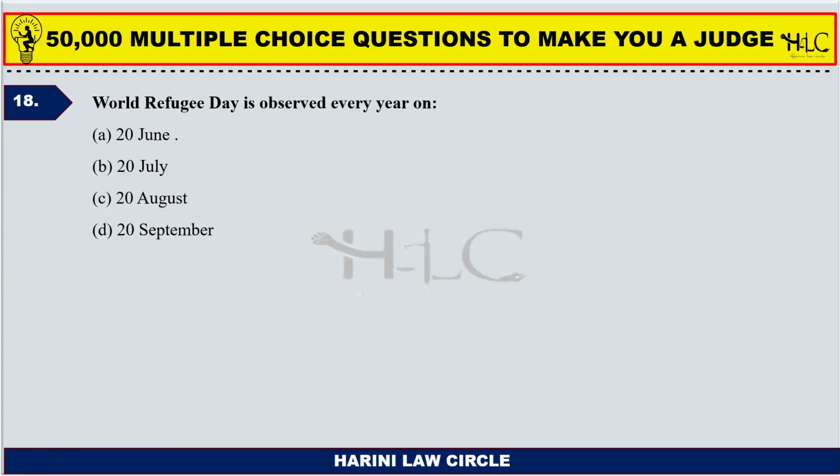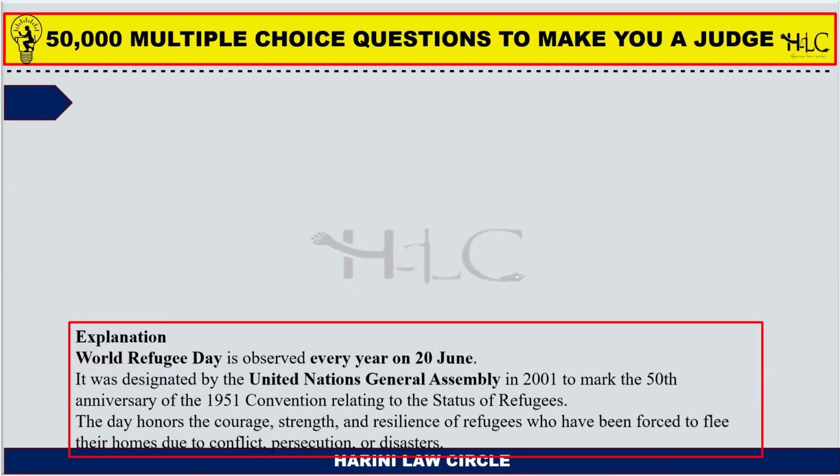Next question, 18. World Refugee Day. At times in general studies, they ask these kinds of days, right? World Environment Day, World Humanitarian Day, World Refugee Day, World Leprosy Day, International Youth Day, Indian Youth Day, Yuva Divas, right? World Refugee Day is observed on 20th of June. Every year, 20th of June.